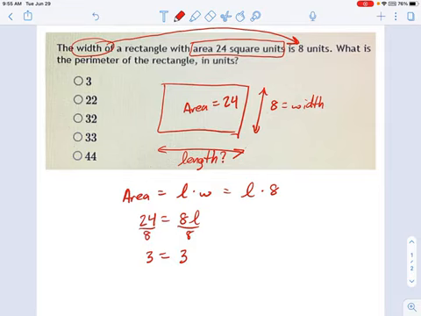So our picture doesn't look quite right here. The picture makes it look like the length is longer than the width, but don't worry about that. So the length is 3. The width is 8. What's the perimeter?